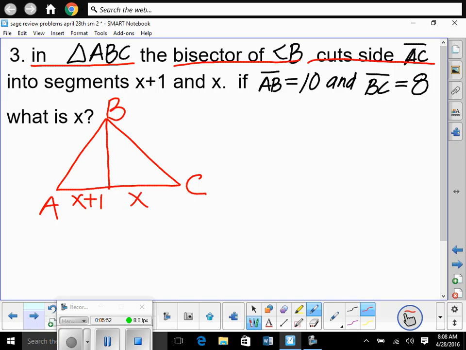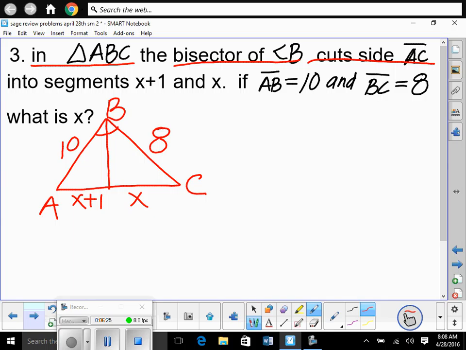And then it says side AB is 10, so I'm putting that in. Isn't this side AB? And then side BC is 8. So now it's saying, what is X? We've got to set up a true statement and solve for X. Here's one thing that I didn't draw in but probably should. If it's an angle bisector, then it's cutting the angle into two equal angles. So this is angle bisectors. We'll just set up a ratio of corresponding sides and solve for X.